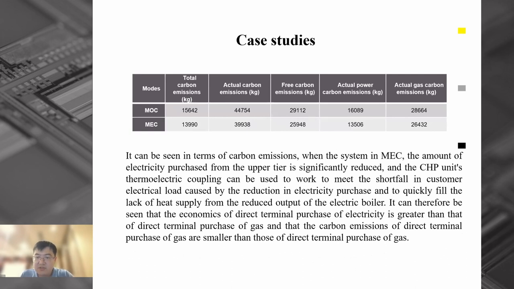And this table shows the carbon emissions of the system in MOC, that's the minimum operating cost, and MEC, the minimum carbon emissions, respectively. It can be seen in terms of carbon emissions, when the system is in MEC, the amount of electricity purchased from the upper tier is significantly reduced, and the CHP units, thermal electrical coupling, can be used to meet the shortfall in customer electrical load caused by the reduction in electricity purchase, and to quickly fill the lack of heat supply from the reduced output of the electric boiler. It can therefore be seen that the economics of direct terminal purchase of electricity is greater than that of direct terminal purchase of gas, and that the carbon emissions of direct terminal purchase of gas are smaller than that of direct terminal purchase of electricity.